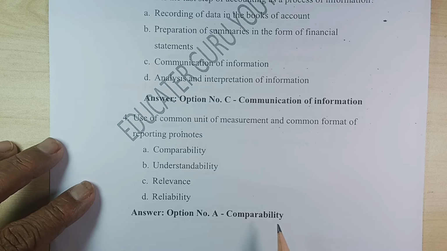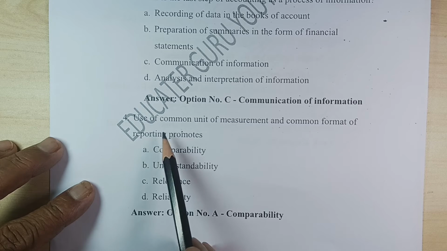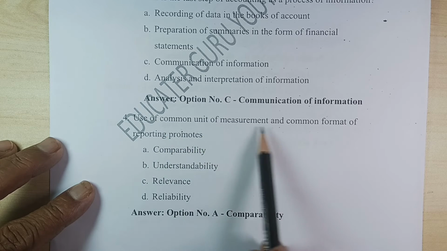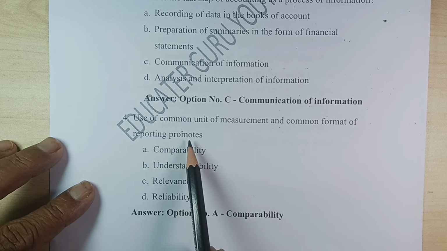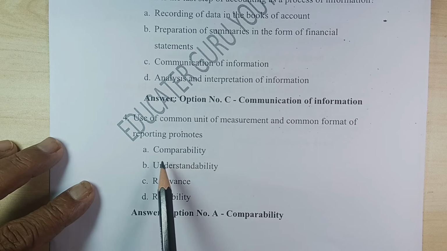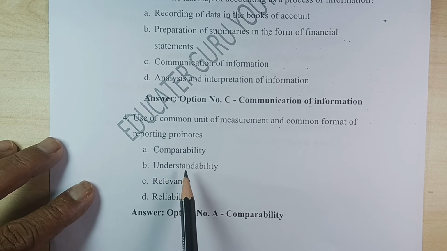You are studying in first PUC, then how you have scored your marks, say 92. Then you will compare with your class, first PUC only. You will never compare with second PUC, or you will never compare with the 10th standard. Likewise, use of common unit of measurement and common format of reporting is called comparability. So comparability will say where you stand.